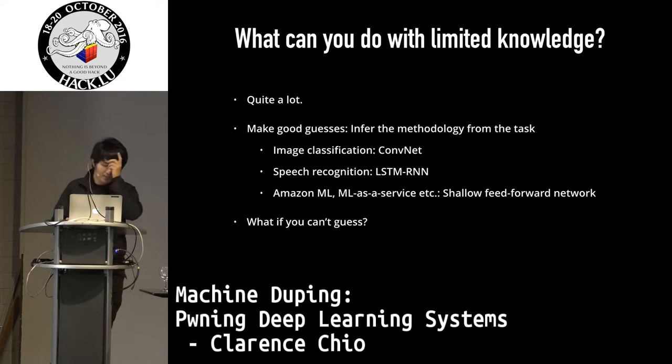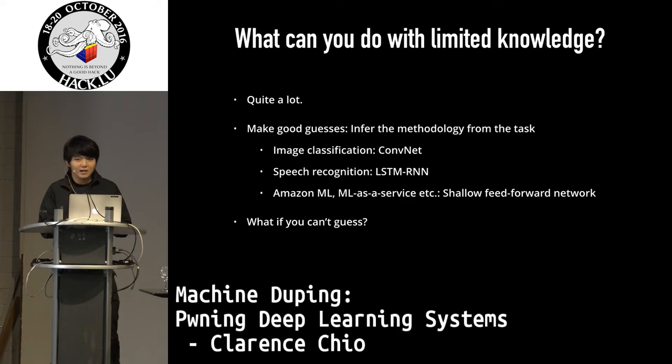So what can you do with limited knowledge? In most real-world systems, we don't actually have access to the model parameters. We don't have access to how the model was actually trained or what input was actually used. So a lot of the time, you can make good guesses. And this is kind of a black art. But as you come into contact with more and more systems that are using machine learning, you can make some good guesses. For example, image classification.